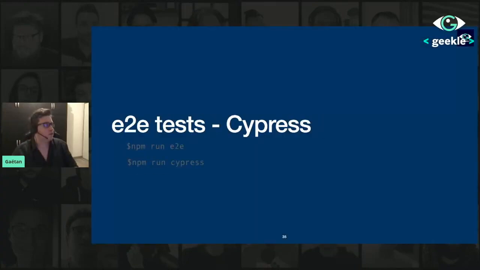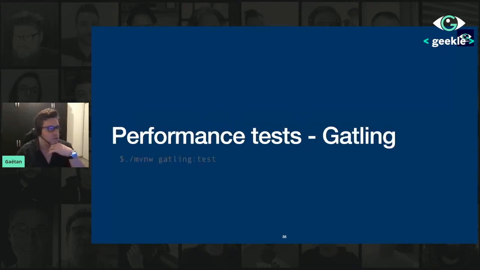So you can do front-end tests. You have E2E tests with Cypress, so you just have to run E2E or run Cypress to do that. I'm not going to show it because I don't have time. You can do performance tests with Gatling. You can see on my repository, I just added a Maven plugin with Gatling, and the tests are defined in Scala, using the Scala language.